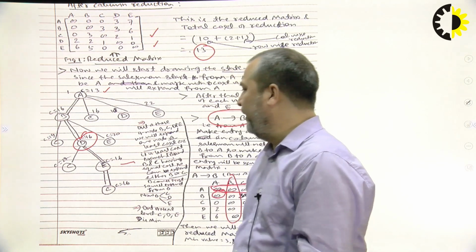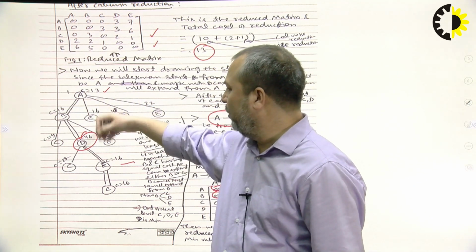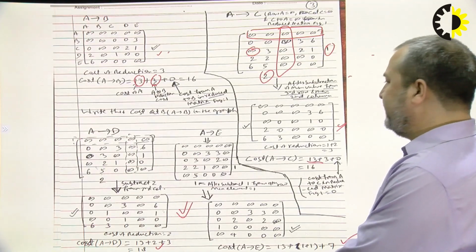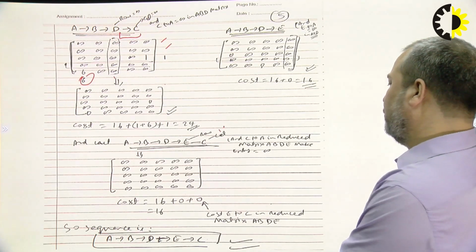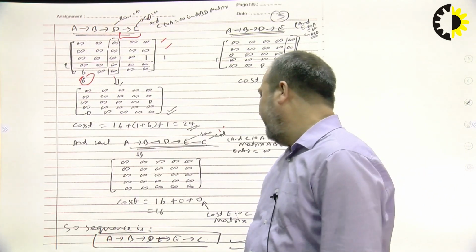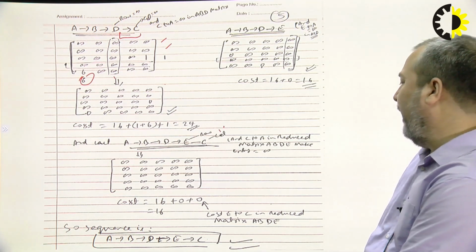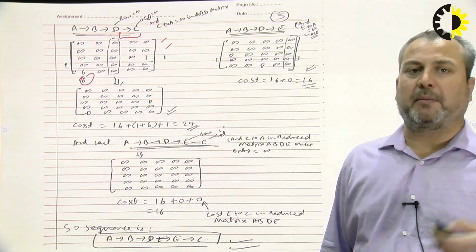So further we have used A to B, B to D, D to E. All the nodes are covered excluding C, so we will see the cost at C, and that becomes 16. So the sequence will be A to B to D to E to C. The salesman will have to visit in this way to get the optimal or minimum cost.